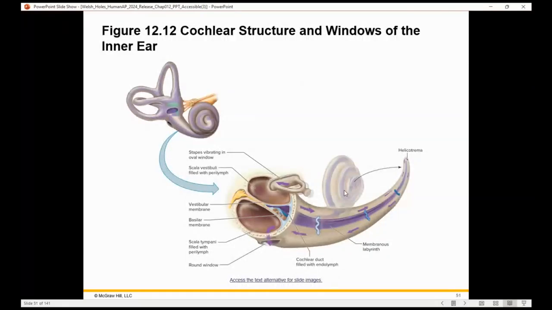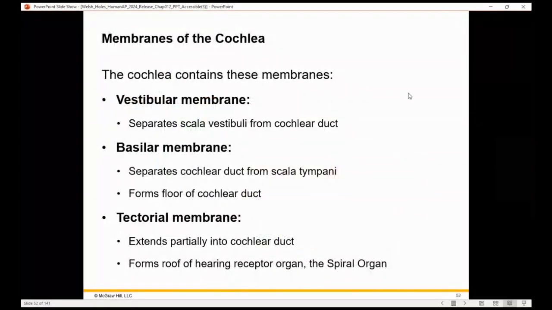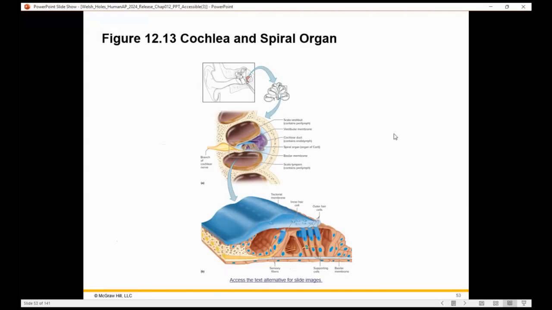This figure shows you the cochlear structure and the windows of the inner ear. And this figure shows what the cochlea would look like if it were unwound. The cochlea contains three membranes. The vestibular membrane separates the scala vestibuli from the cochlear duct. The basilar membrane separates the cochlear duct from the scala tympani. It forms the floor of the cochlear duct. And the tectorial membrane extends partially into the cochlear duct and forms a roof of the hearing receptor organ, the spiral organ. This figure shows you the cochlea and the spiral organ.